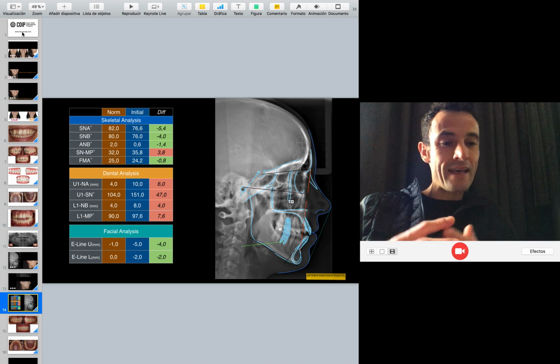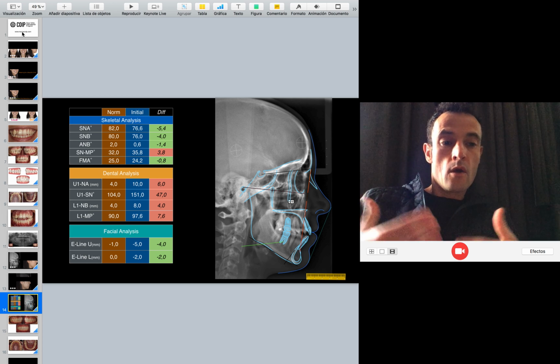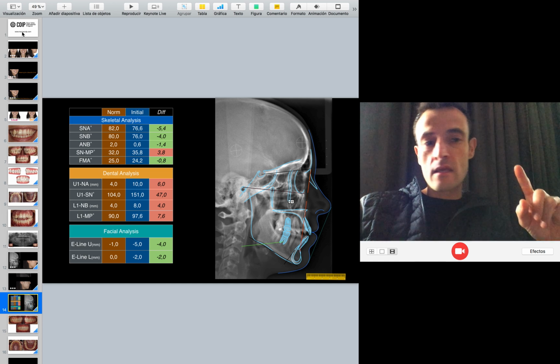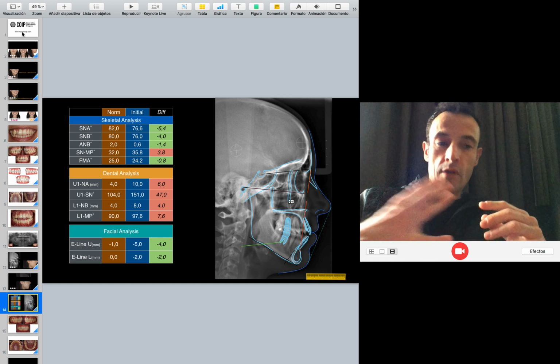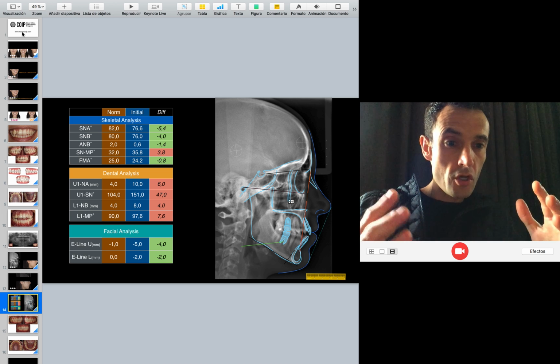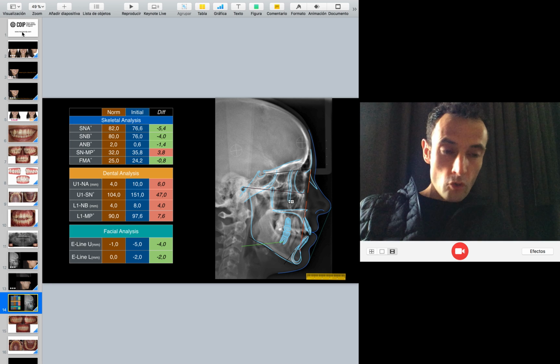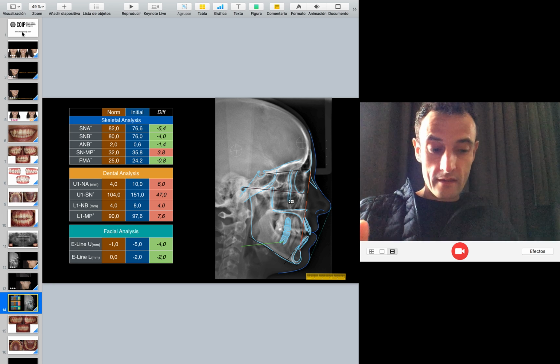So it's a high angle. Now we have to think about what we have to do to solve the class 2, to get the space to align the teeth, and to get the space to reduce the proclination. And we also have to do everything without any extraction, okay? Do you want to see the final results? Well, these are the finals.